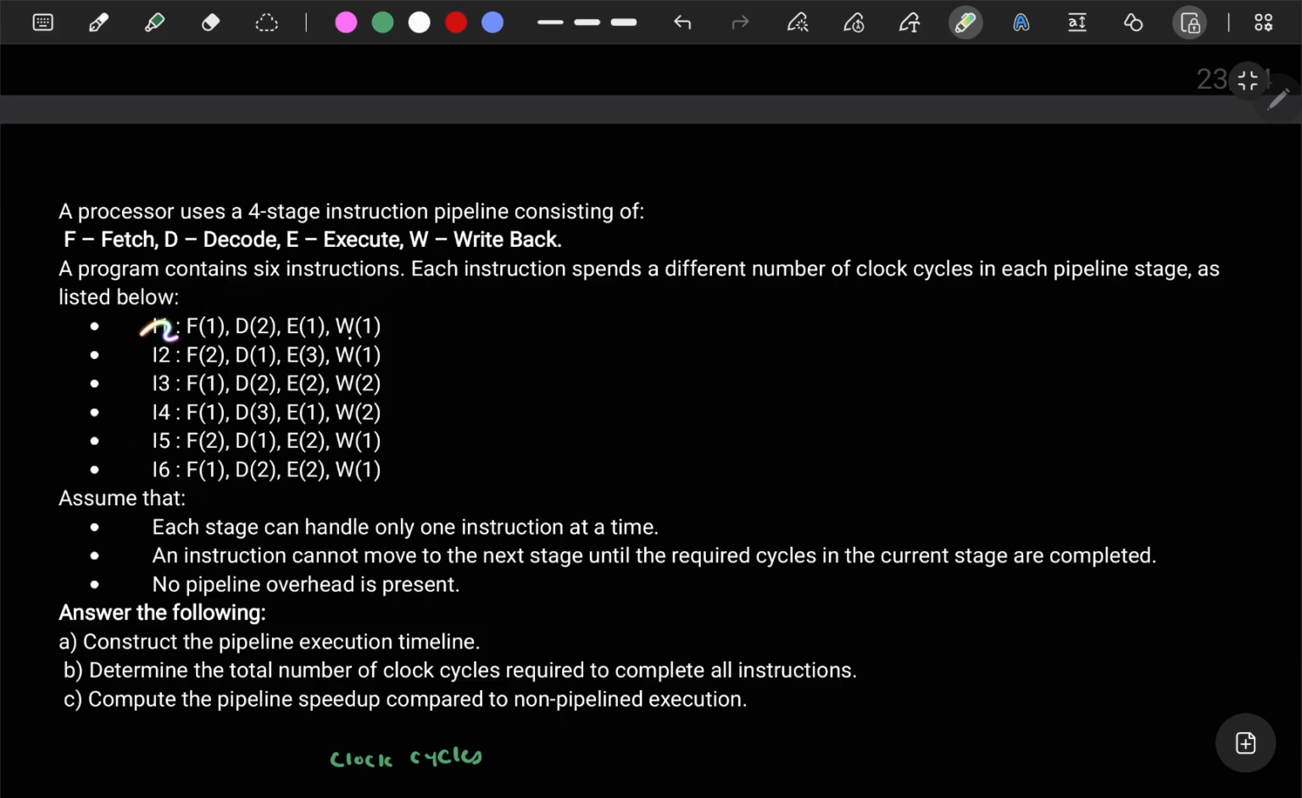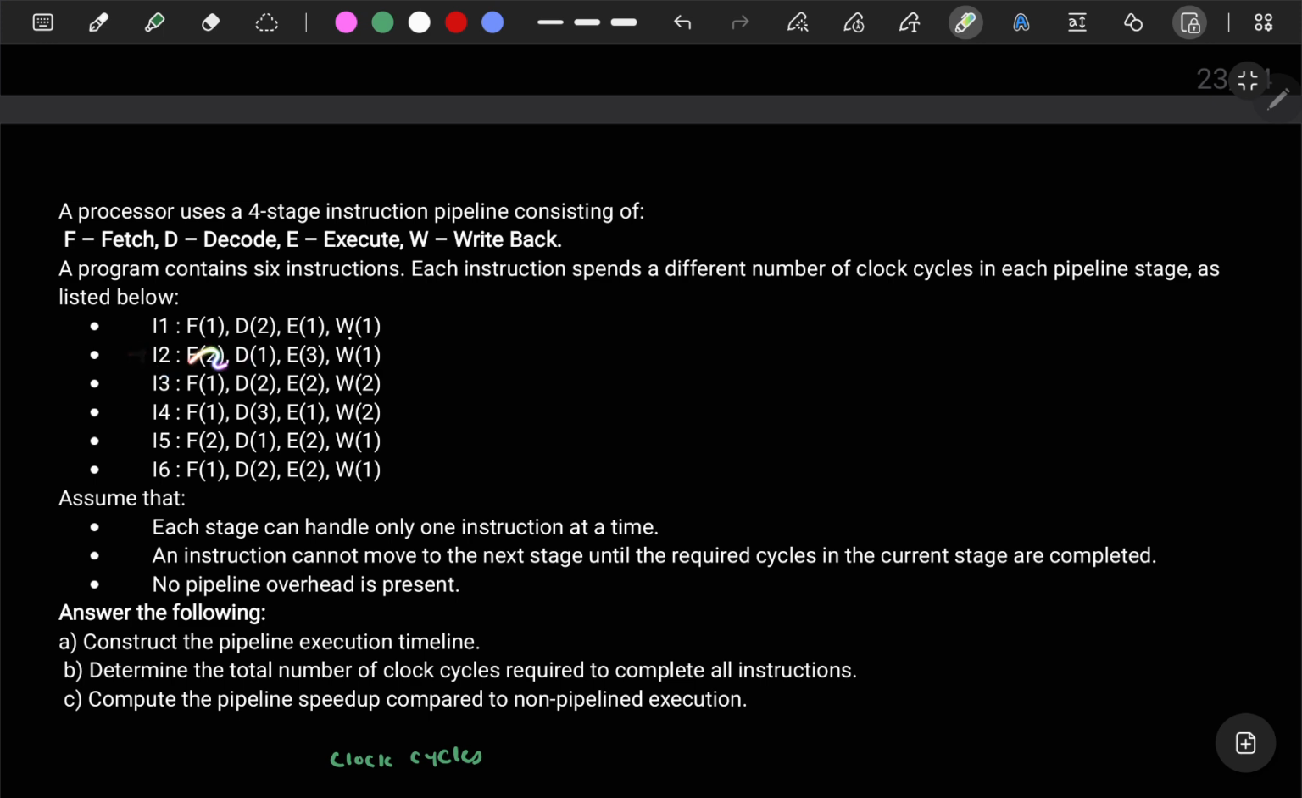This data means instruction 1 at fetch cycle. That means instruction 1 while fetching takes 1 clock cycle. Instruction 1 while decoding takes 2 clock cycles. Instruction 1 while executing takes 1 clock cycle. Instruction 1 at the write back stage takes 1 clock cycle. That is the meaning of it, right?